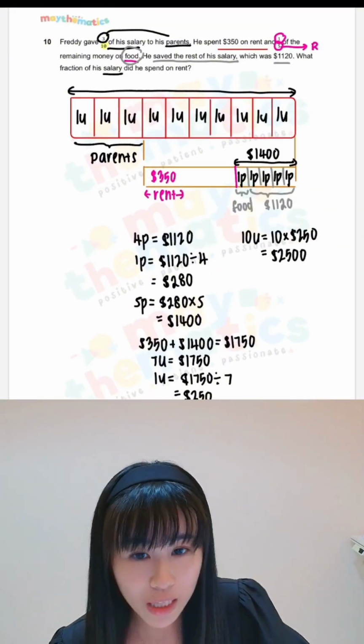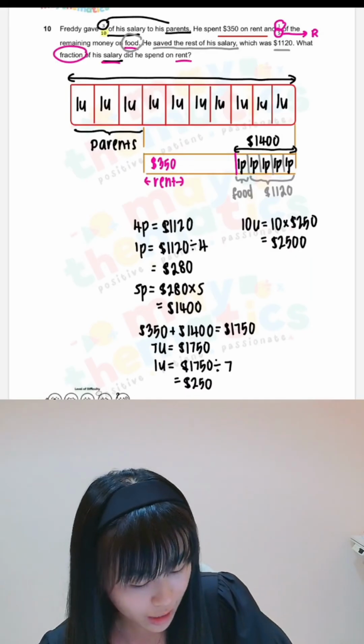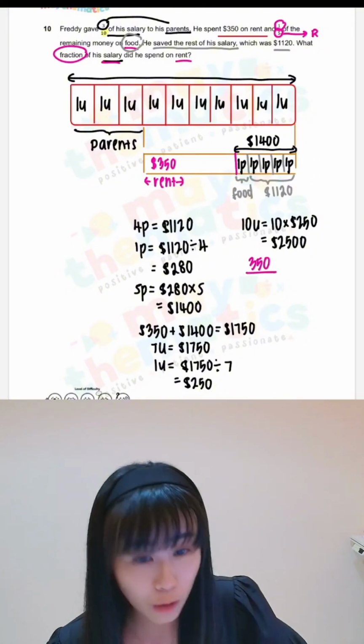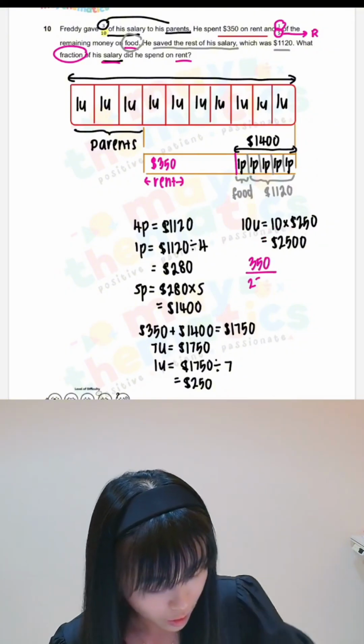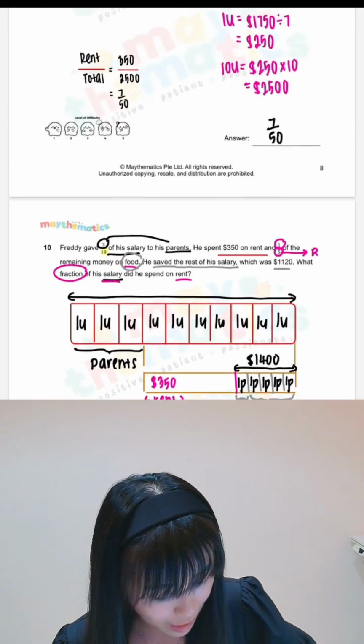Last but not least, if they ask for the fraction of the salary he spent on rent, your rent is $350 out of your total salary, which you found out is 2500. And then you simplify it, and you will get back exactly the same thing, 7/50.